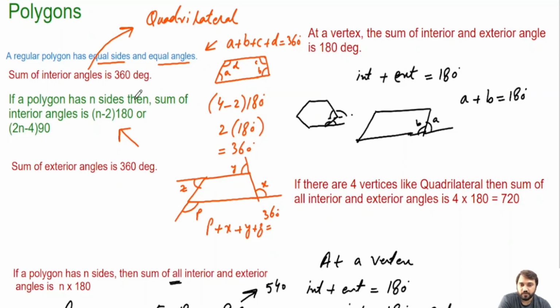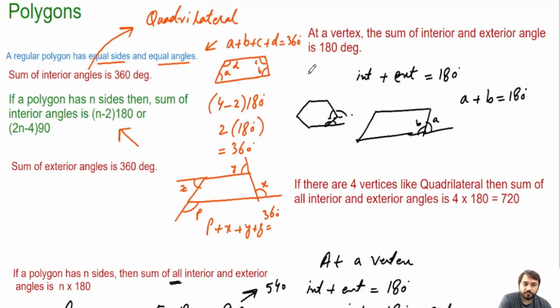Similarly, hexagon, heptagon, octagon, nonagon, so on, it varies. But the sum of exterior angle in all the polygons would be equal to 360 degree. Here we have the general formula to calculate the sum of interior angles of a polygon, n minus 2 into 180 degree or 2n minus 4 into 90 degree. It's up to you which formula you just memorize it.